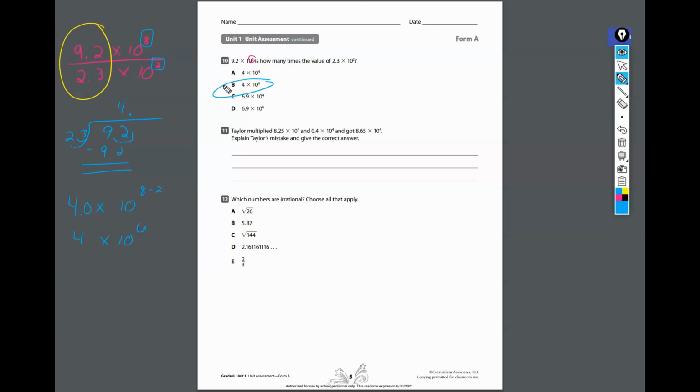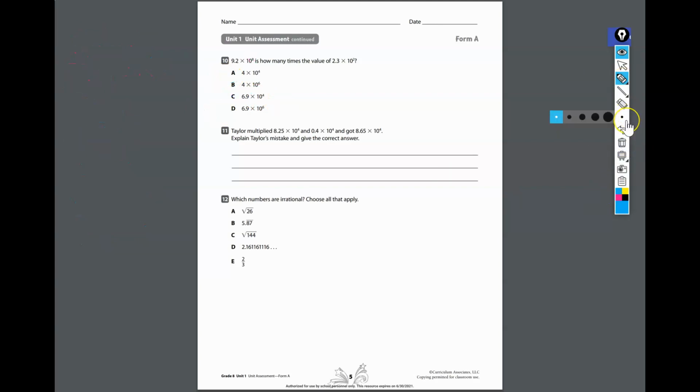Number 11. Taylor multiplied 8.25 times 10 to the 4th and 0.4 times 10 to the 4th and got 8.65 times 10 to the 4th. Explain Taylor's mistake and give the correct answer.